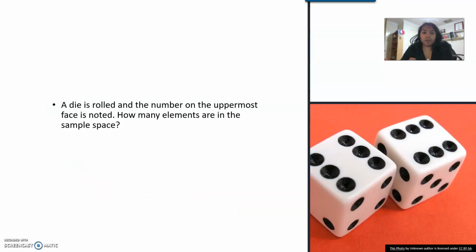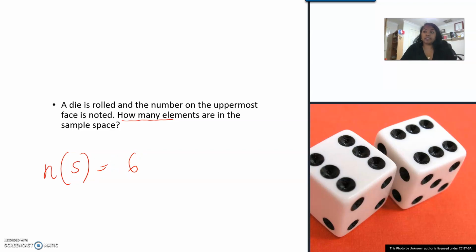This one, a die is rolled and the number on the uppermost face is noted. How many elements are in the sample space? So let's assume we are talking about just a standard die, 1 dice, with obviously numbers 1 to 6. It's asking you how many elements. So it's asking about the number. It's not asking you to list. So this is how you write your n(S). We know that there are 6 different options you can get. So you just write 6. So that's all it is.